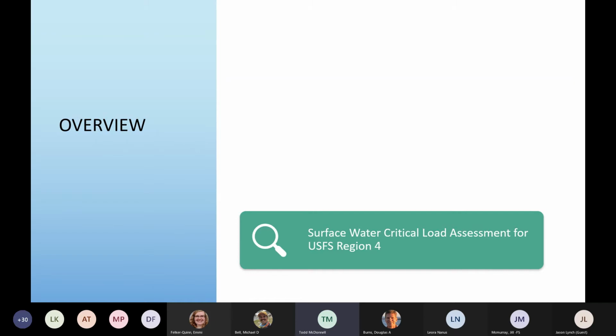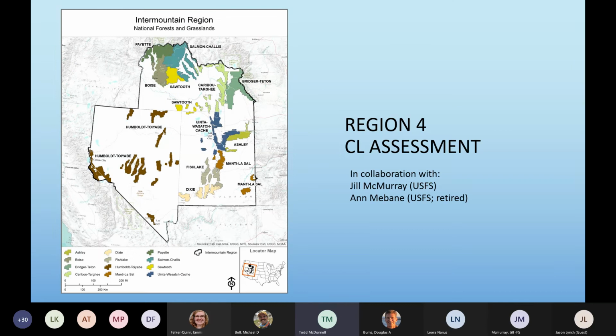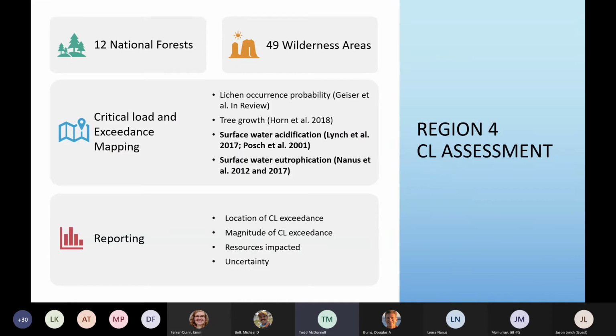I'm going to move through quick on the Region 4 assessment that we did for critical loads, Intermountain West, in collaboration with Jill McMurray and Meb and others at the Forest Service, and other folks as well. Contributing critical loads was huge on this project, and there are 12 national forests in Region 4, 49 wilderness areas. We characterized all those areas. We included lichen critical loads from Linda Geiser. We included the tree growth critical loads that were developed through EPA and Kevin Horn's analysis, tree growth and survival.